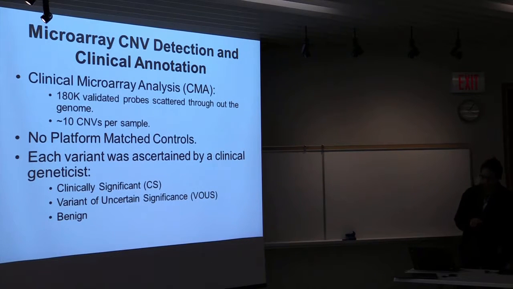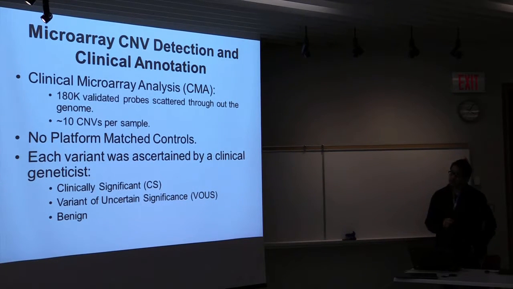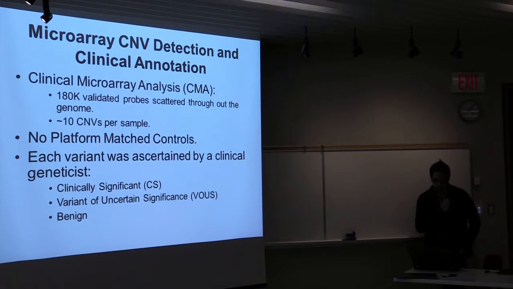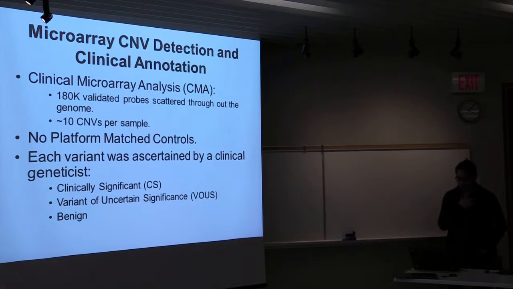The clinical microarray is very low resolution because we are targeting large CNVs. So it's 180K, but the probes are really good. They're validated probes. And we end up getting about 10 CNVs per sample. And usually, because it's performed in a clinical setting, we don't have platform-matched controls. So it's just case data.